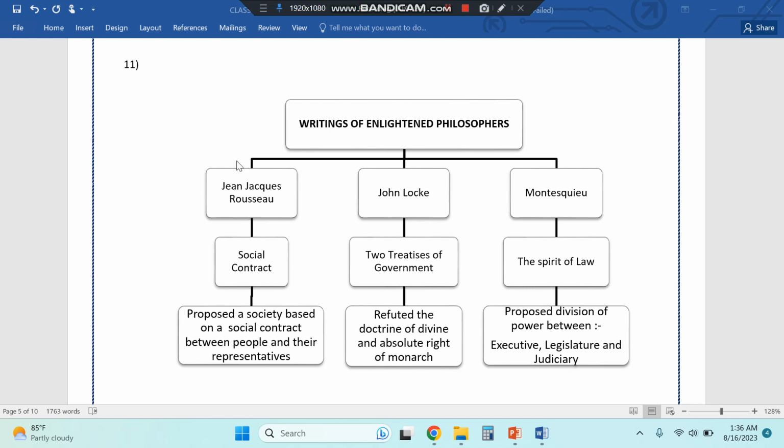So there are 3 philosophers that are mentioned in the book. Jean-Jacques Rousseau, this is the correct pronunciation, then John Locke and Montesquieu. Which books they wrote and what did they propose? What was the main idea that they proposed in their books? So this is an important one. Often questions are asked individually on one of them, like who wrote the book Two Treatises of Government? So you should know.